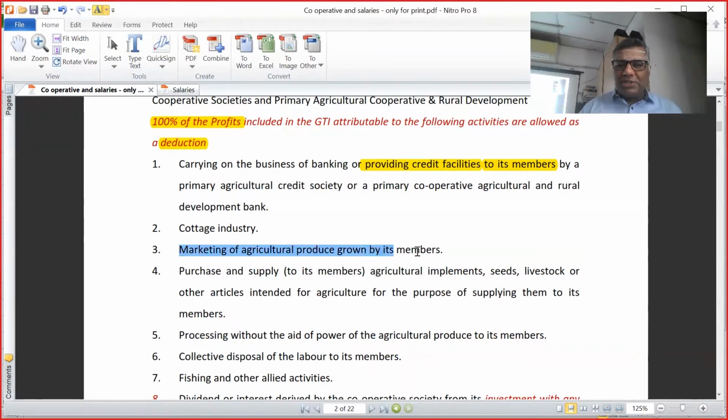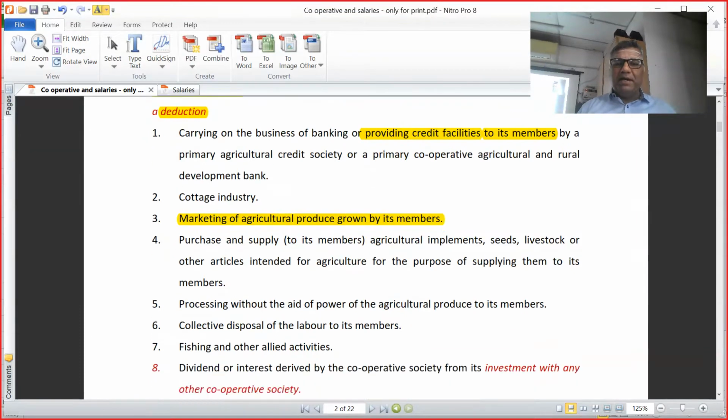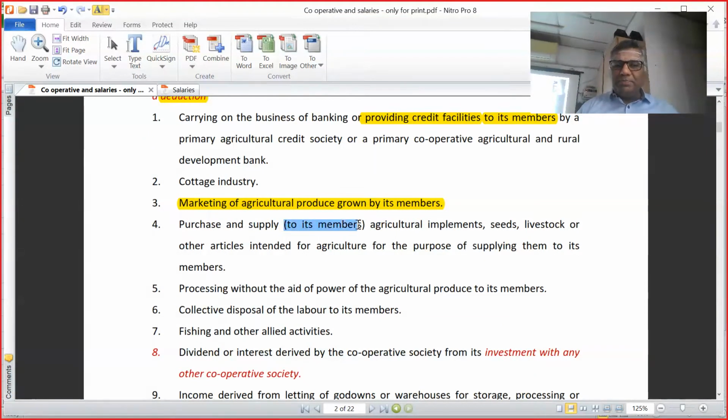Marketing of agricultural produce grown by its members. From a non-member, it becomes taxable as business income. Purchase and supply to its members of agricultural seeds, etc. Processing without the aid of power, again for agriculture. Collective disposal of labor to its members. Many Tirupur industries collectively form a cooperative society because they are running short of labor. They bring the labor from northern states, and collective disposal of labor takes place.